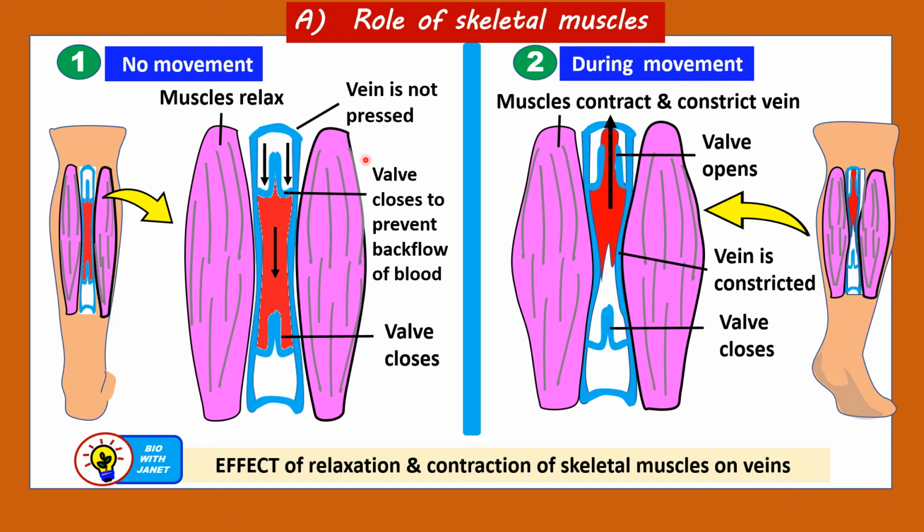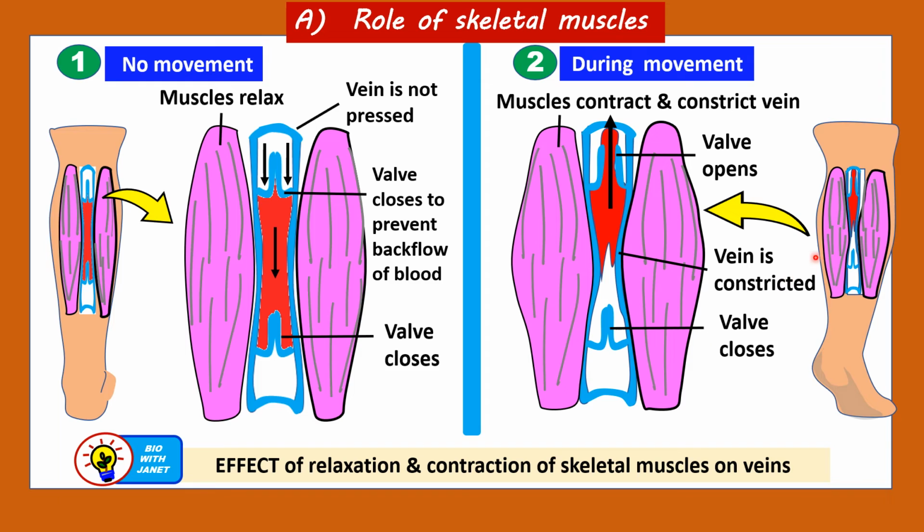Right, so this diagram shows you the condition before and after there's movement. Now, before movement occurs, if there's no movement, the leg muscles are relaxed. So they do not bulge outwards and they are narrower, and they do not press the vein. Alright, so the pull of gravity may pull the blood downwards, so the valves are functioning and they will close to prevent the backflow of blood.